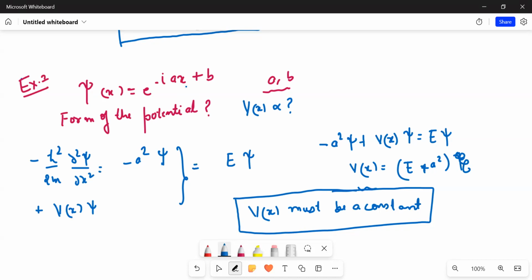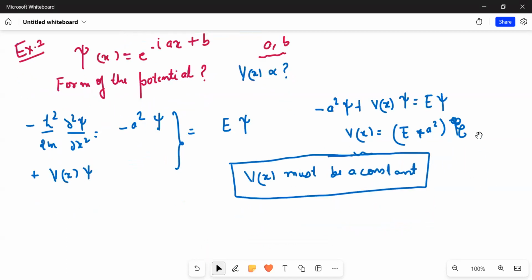So such things can be done. That is, if I know my wave function, then I can extract my potential. Let me take another example to illustrate the same concept.